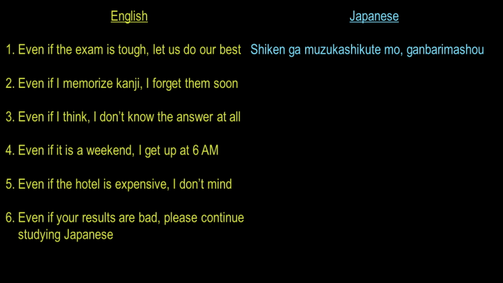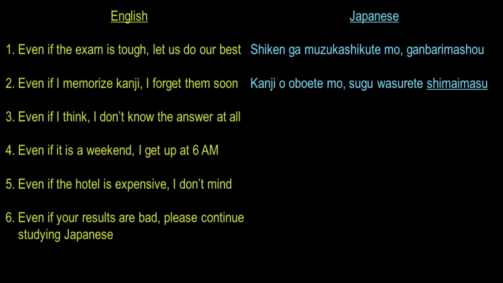Let us go to the second sentence. To memorize is oboemasu. Soon is sugu and to forget is wasuremasu. So the translation will be Kanji o oboete mo sugu wasurete shimaimasu. Actually, when the word shimaimasu is used at the end, it conveys the speaker's feeling of being in trouble and having regrets. But if you just want to convey the fact, then you can omit the word shimaimasu. And then the sentence will be Kanji o oboete mo sugu wasuremasu.